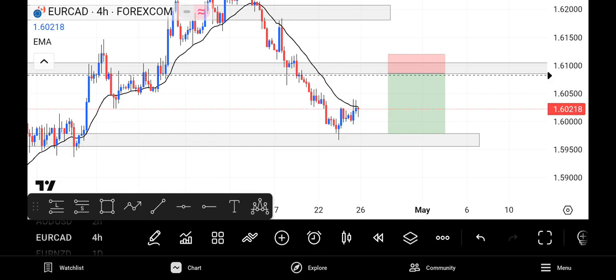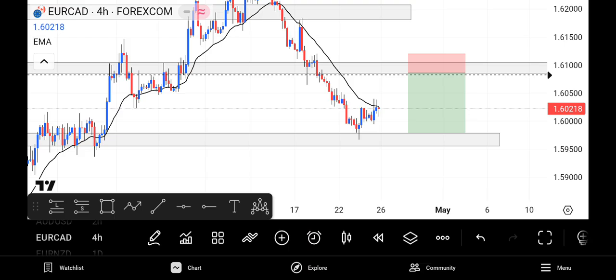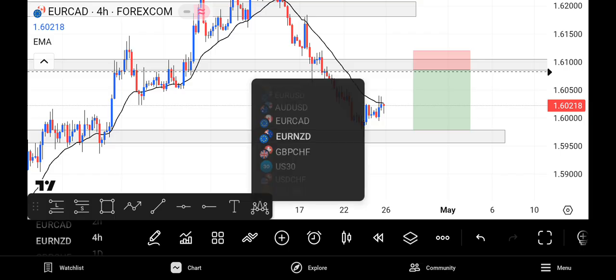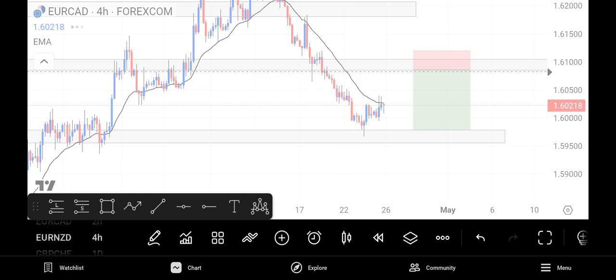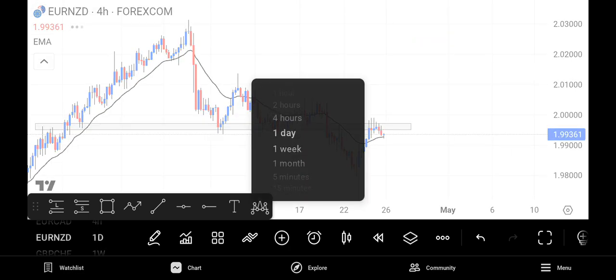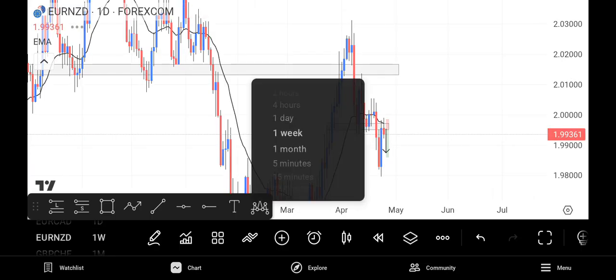So I won't do anything. You can see I set my alarm at this point right here, so I'll be notified if the market gives me the clear confirmation for me to sell Euro CAD to the downside. So my next pair will be Euro NZD. We'll go to the weekly time frame of Euro NZD.